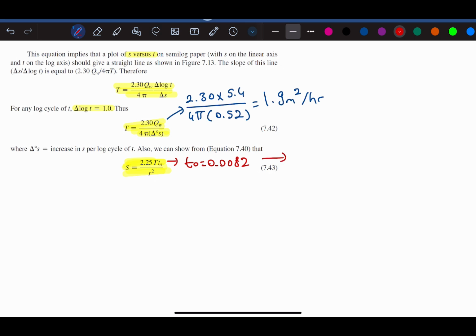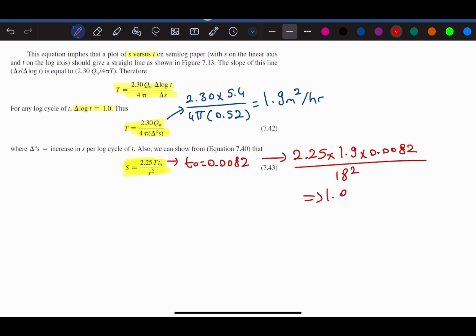And from here, the storage coefficient will be 2.25 times transmissivity, which we found as 1.9, times 0.08 over r square, which is the distance, and it was 18. So we have 18 square. From here, we will get 1.08 times 10 to the power of minus 4.